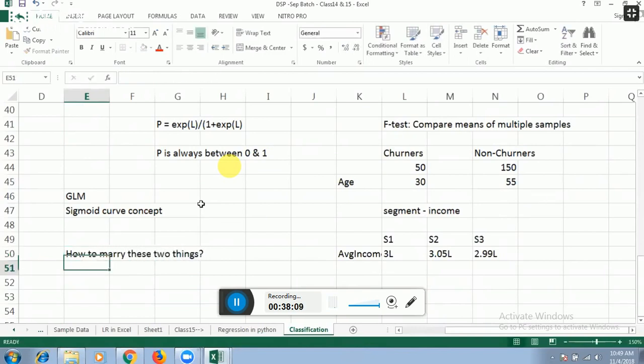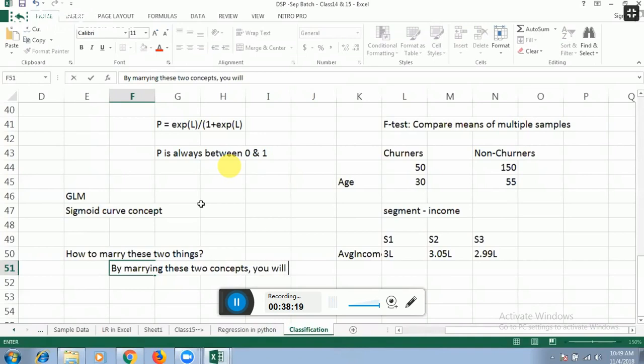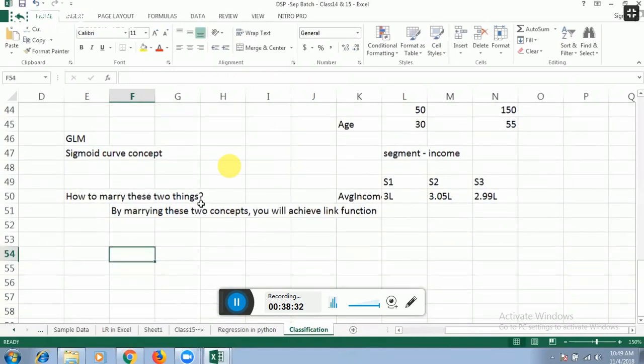Okay, so this is the marrying part. By marrying these two concepts, you will achieve the link function. You will achieve the link function. So how will you achieve it? That's what let's understand.